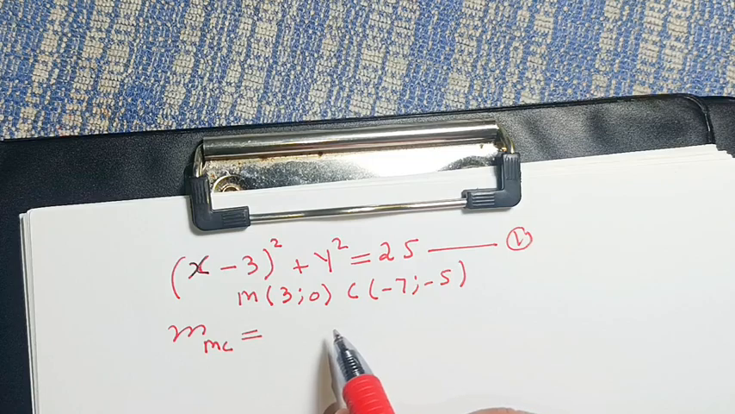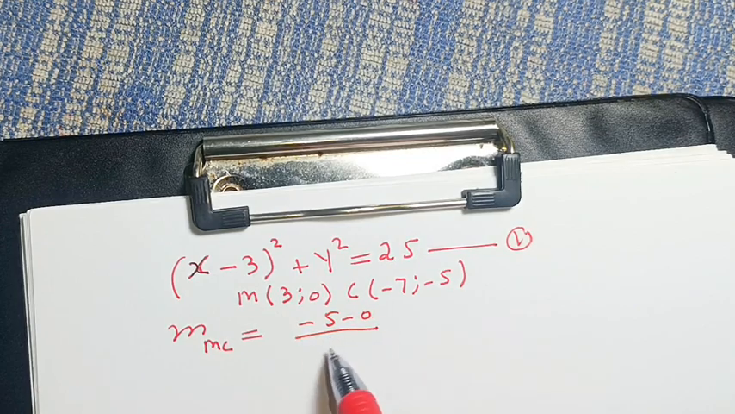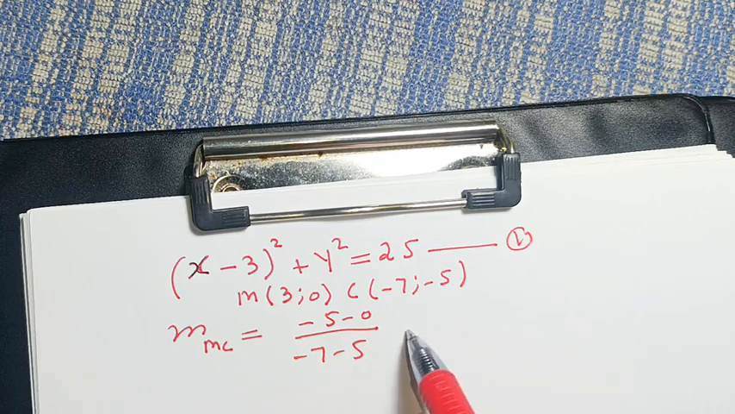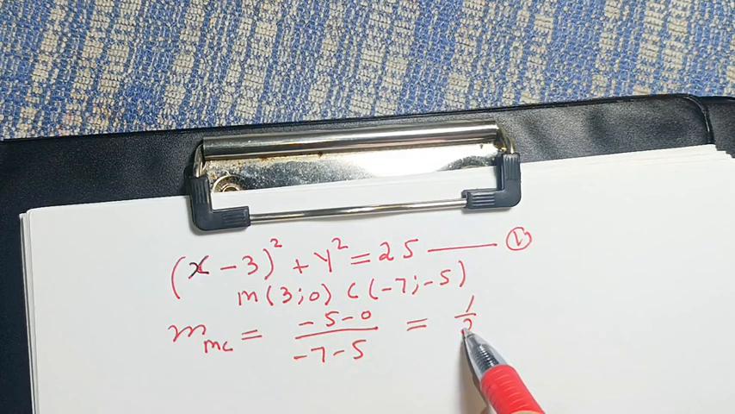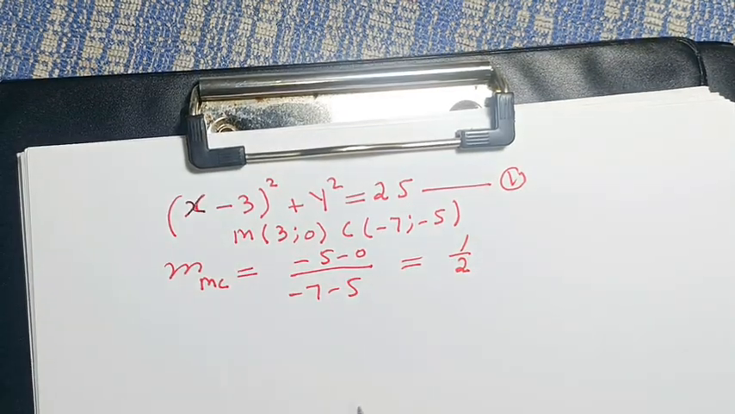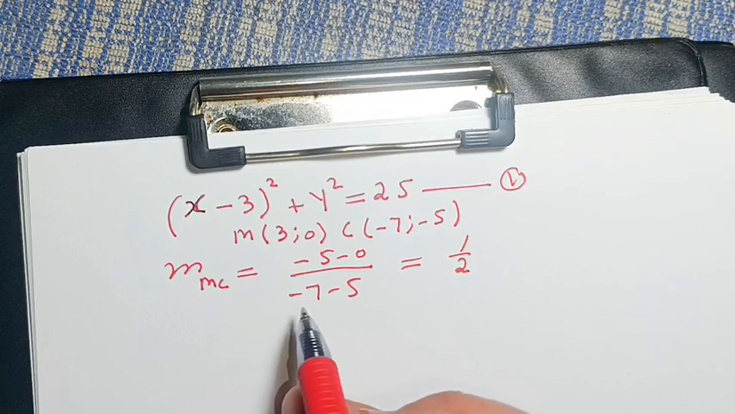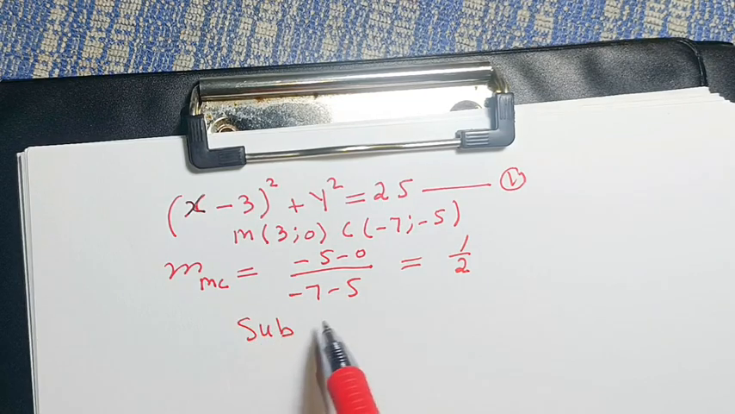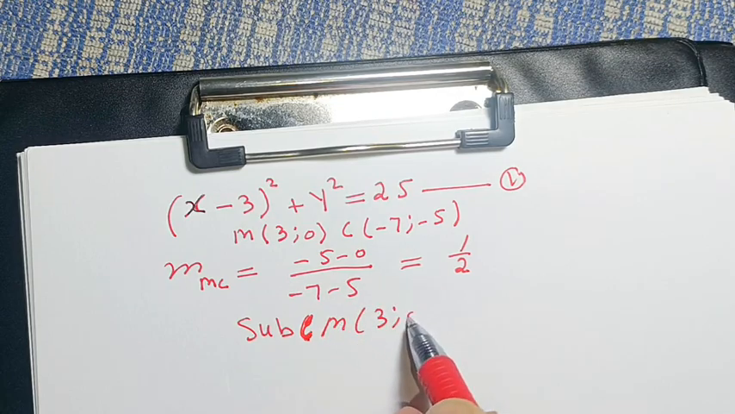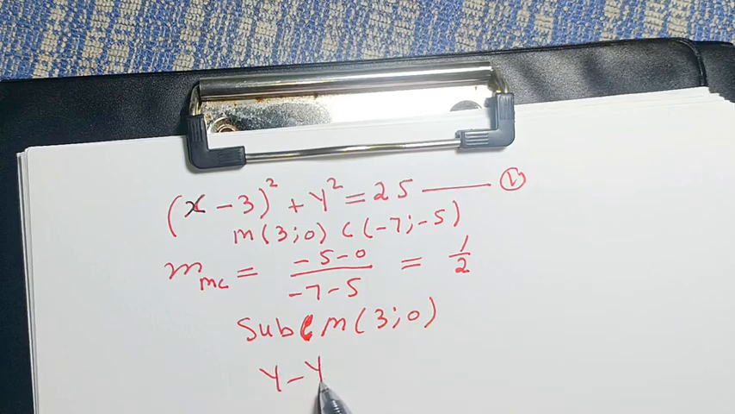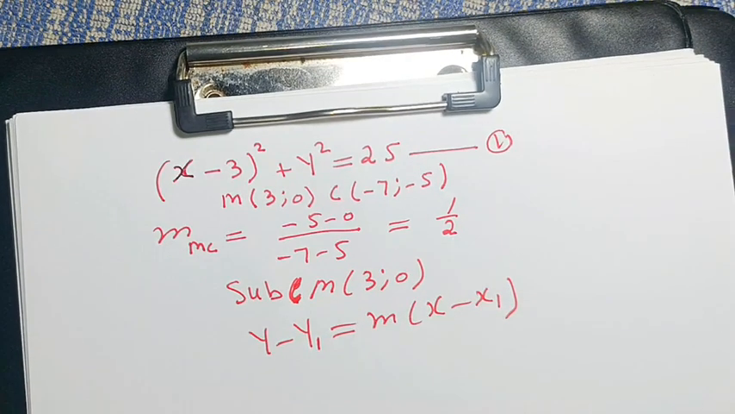So y2 minus y1 over x2 minus x1, that formula I'm going to use, negative 5 minus 0 over negative 7 minus negative 5... I simplify, my answer is going to be 1 over 2. So I have the gradient of this. Now I'm going to substitute. We need to use M and C, so you can substitute either M or C. I'm going to substitute M, which is 3 and 0, into this formula: y minus y1 is equal to m times x minus x1.